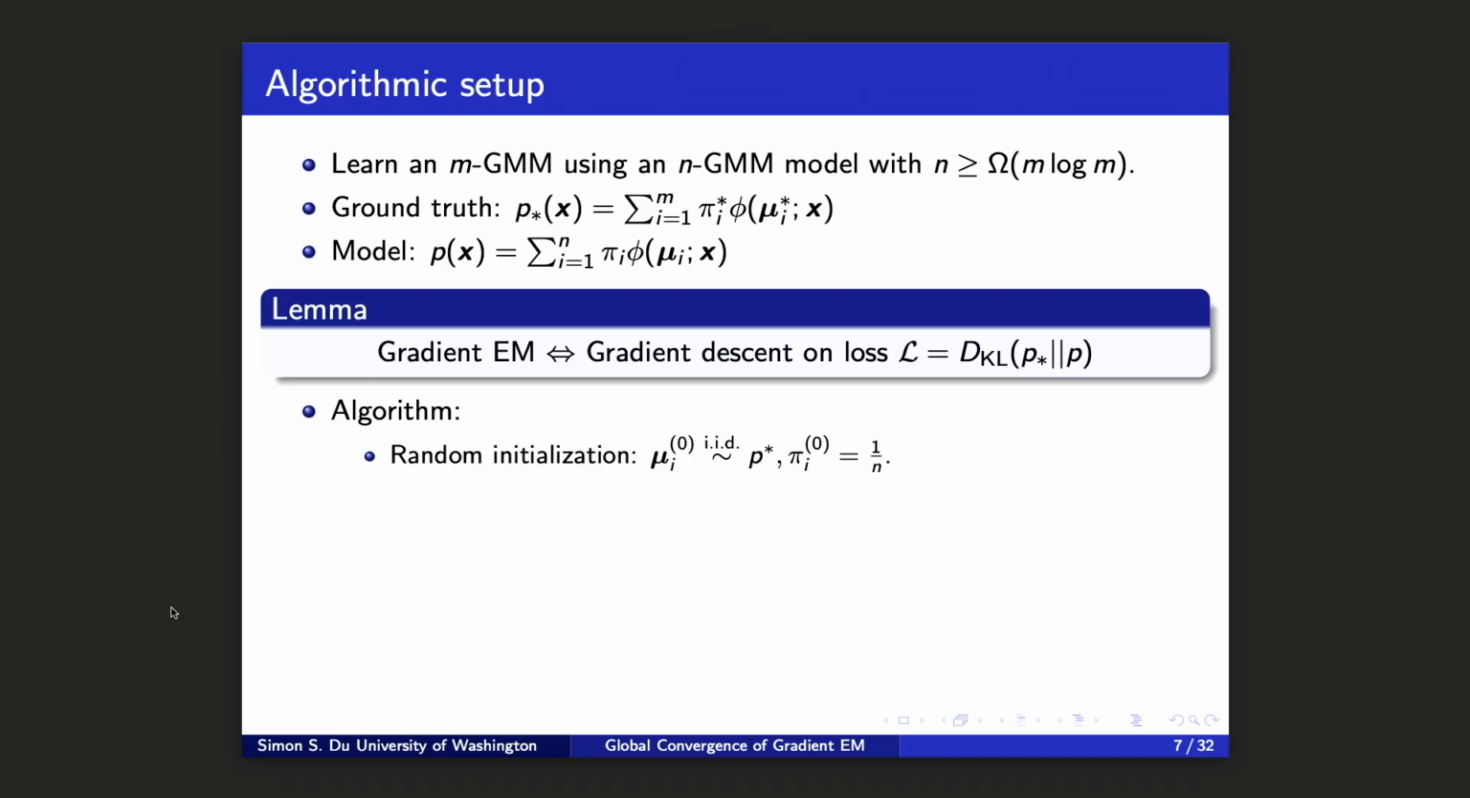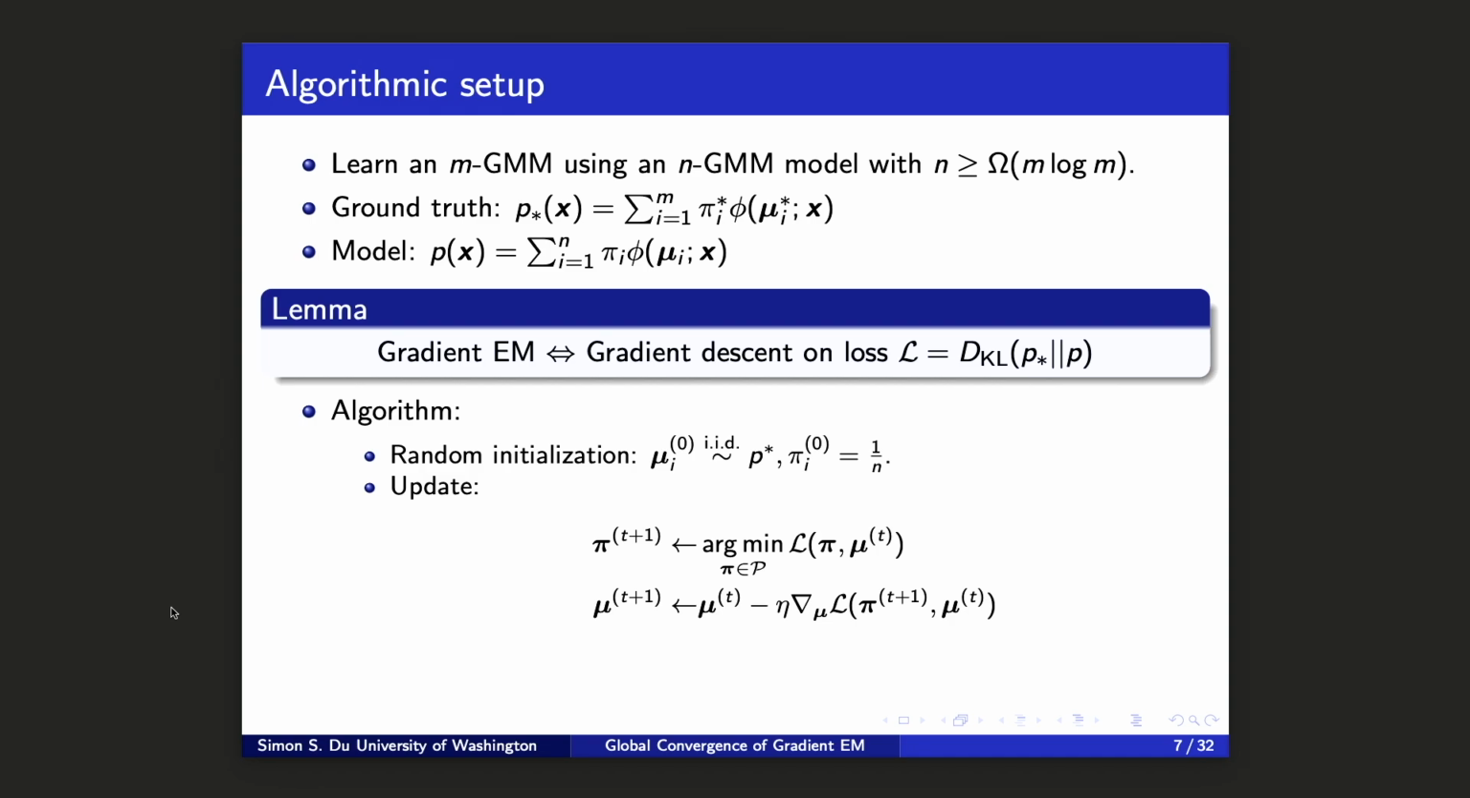Okay, so here's the specific algorithm we analyze. Here we just do random initialization. For each mu i, we just randomly sample from the ground truth. If you have finite samples, it's equivalent to just randomly selecting, say, n samples and using those as the initialization. Here, we have infinitely many samples, so equivalently, the initialization is sampled from this distribution. So we have n mu's, that's our initialization. And then we have the mixing weights pi i. We have n components, and each we just initialize as 1 over n.